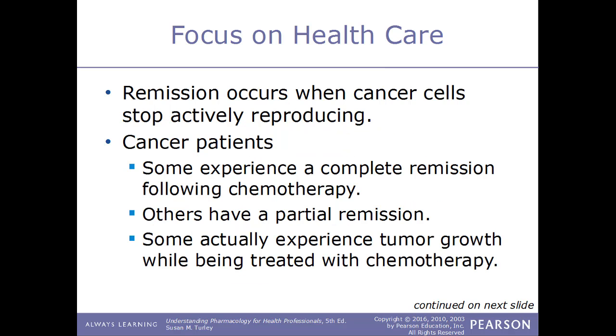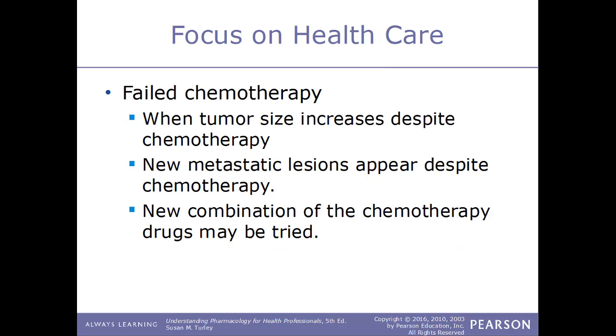Now, remission occurs when cancer cells have stopped actively reproducing. Some cancer patients will experience a complete remission after chemotherapy. Some may only have a partial remission after chemo. And some actually will experience tumor growth while being treated with chemotherapy. Sometimes chemotherapy does not work. Examples of failed chemotherapy include when a tumor size increases despite the patient undergoing chemo, or when new metastatic lesions appear despite going through chemo. At this point, a new combination of chemotherapy drugs may be tried.